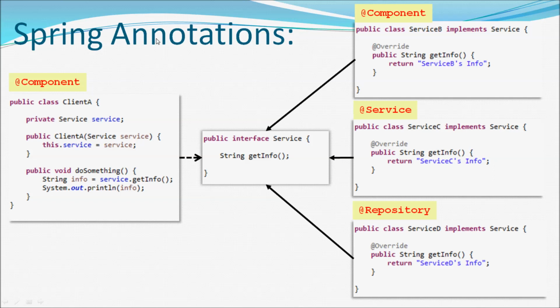And to inject a bean into another bean, we can use the Autowired annotation before the setter method, constructor, or an instance variable of the class. Here we can use the Autowired annotation for the constructor of the class. So when Spring creates an instance of this ClientA class, it will find the bean named service and automatically inject it into this class.